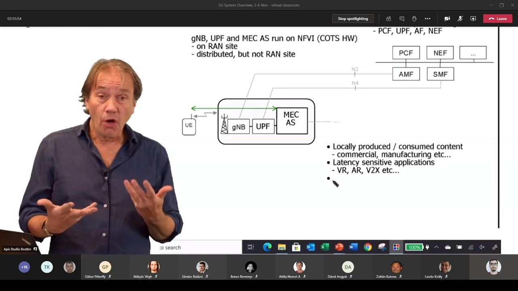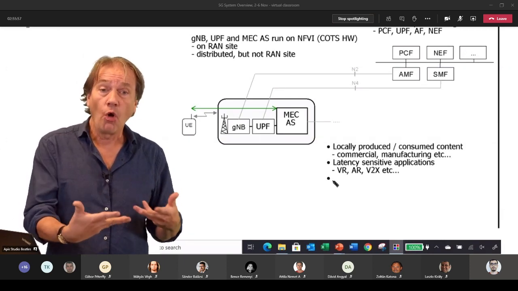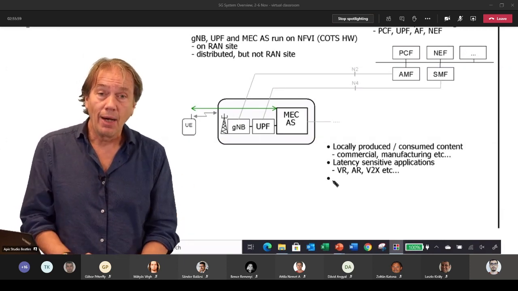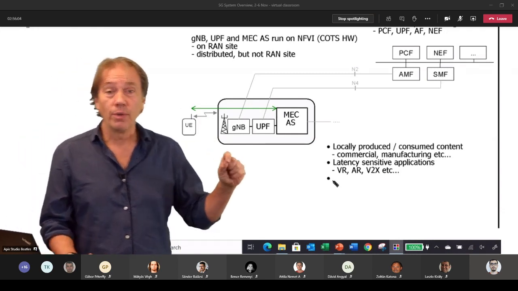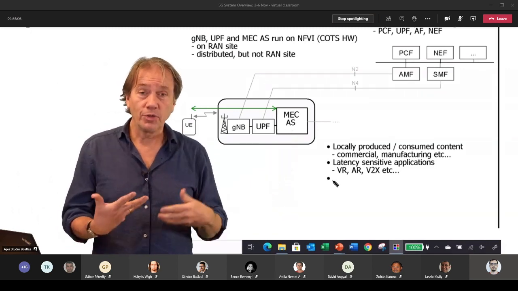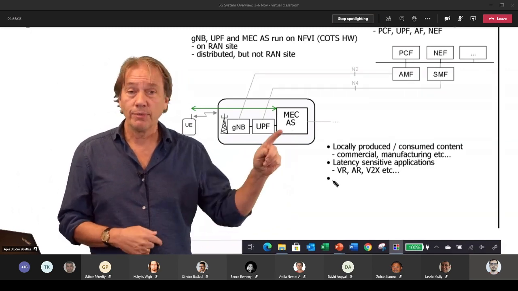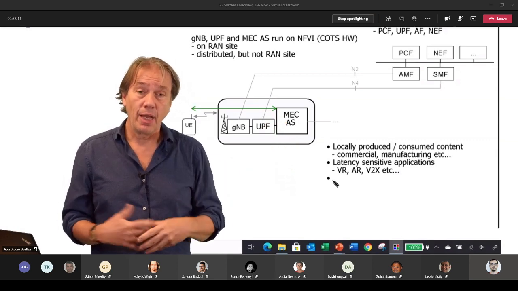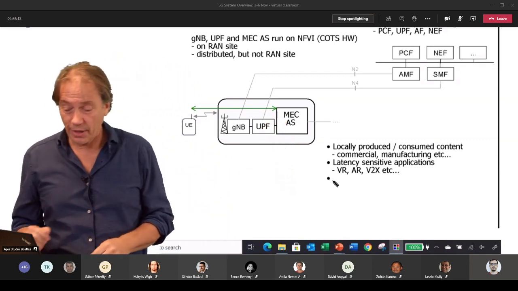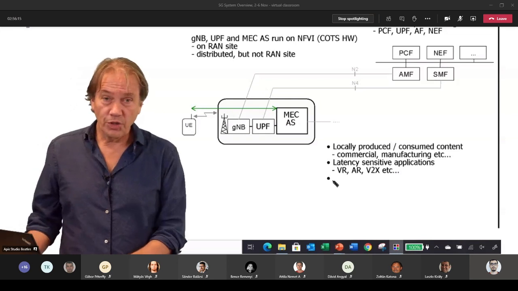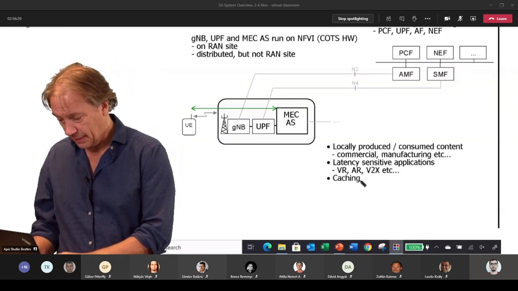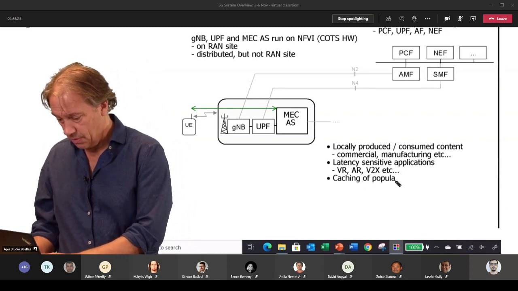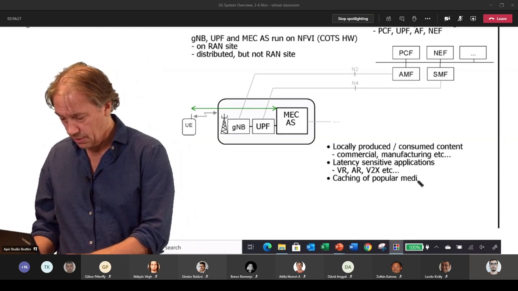This is the caching of popular media, like heavy content, high definition audio, video. In order to offload transport network resources, we typically want to cache heavy content closer to the viewers or listeners. Caching of popular media.